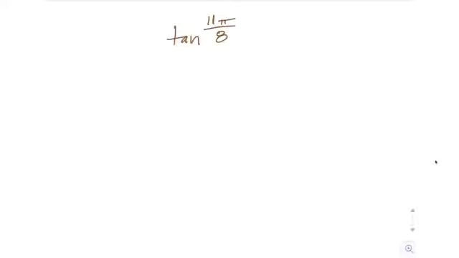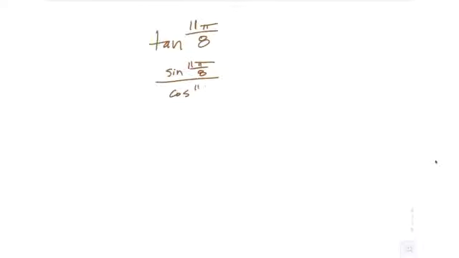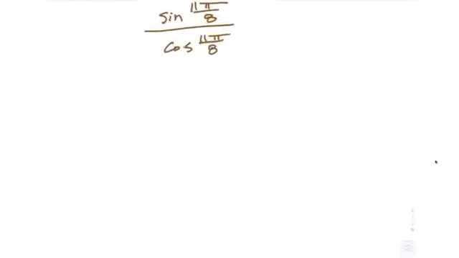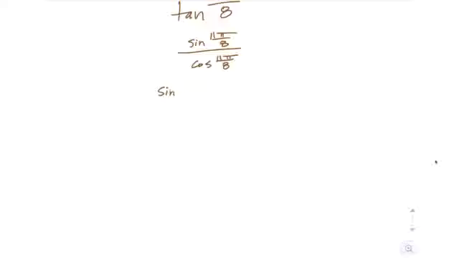Now we know 11 pi eighths is not on the unit circle, but because it's something pi eighths, it's going to work. Okay. So here's where you've got to have some fun. This is the same as sine of 11 pi eighths over cosine of 11 pi eighths. So that's just using the ratio identity. And now each of those you can write as 1/2 of something.